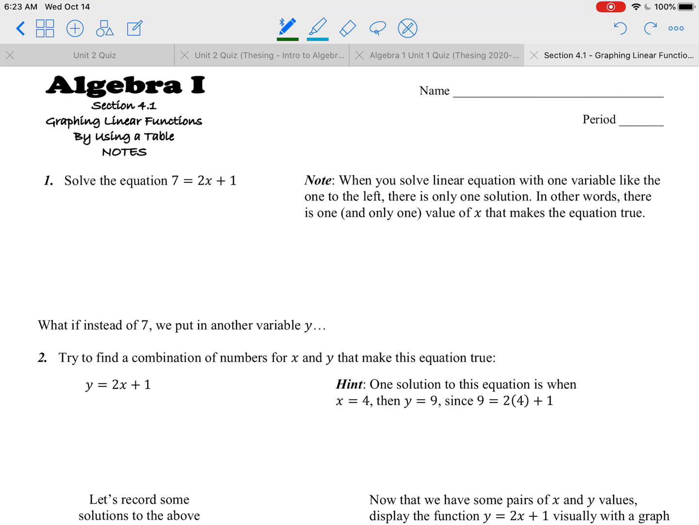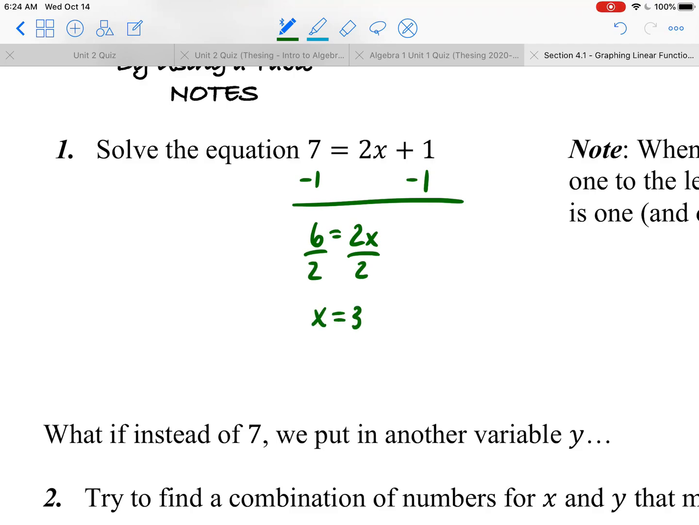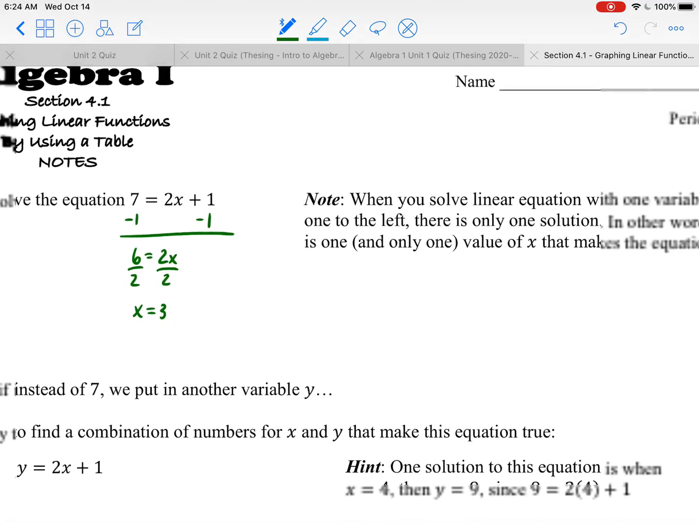All right, so I want us to solve the equation here: 7 is equal to 2x plus 1. If you're going to solve this, you'd probably subtract 1 on both sides and you'd get 6 is equal to 2x, and then you divide by 2 on both sides. So you would get that x is 3. So x is 3.